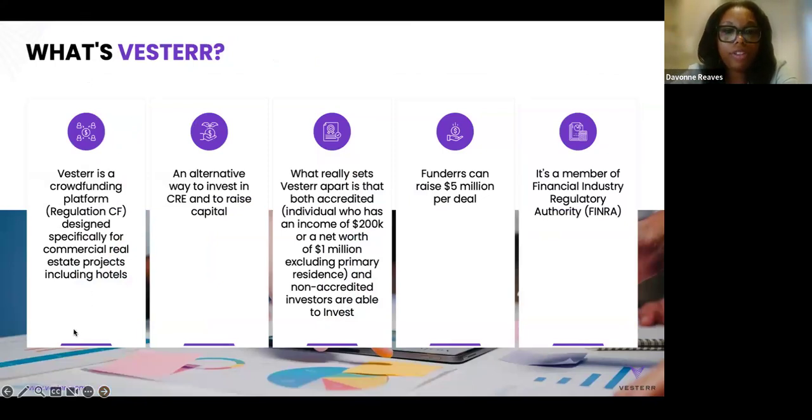So what is Vestor, for those who don't know? We're Regulation CF, so we're focused primarily on commercial real estate projects, including hotels. Think of us as an alternative way to invest in commercial real estate or to raise capital.